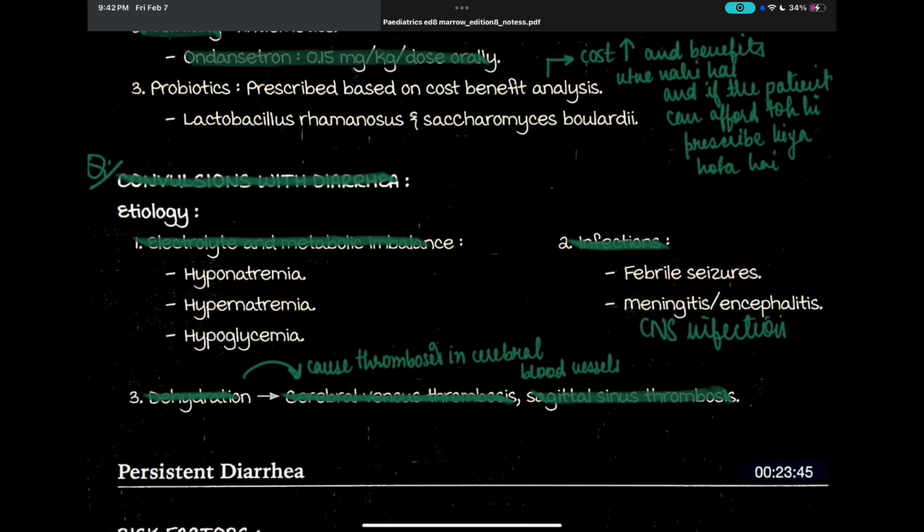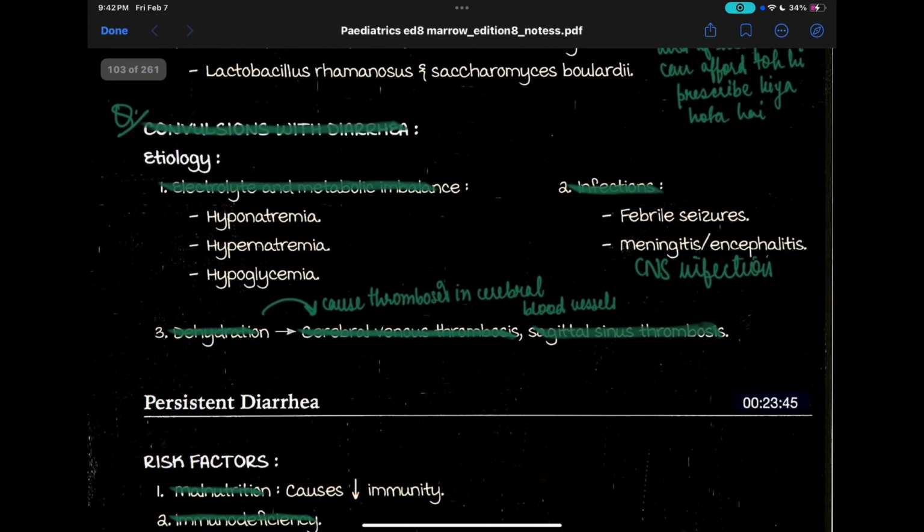Dehydration can cause thrombosis in cerebral blood vessels: cerebral venous thrombosis or sagittal sinus thrombosis.